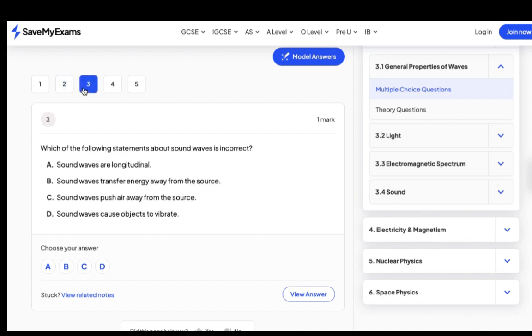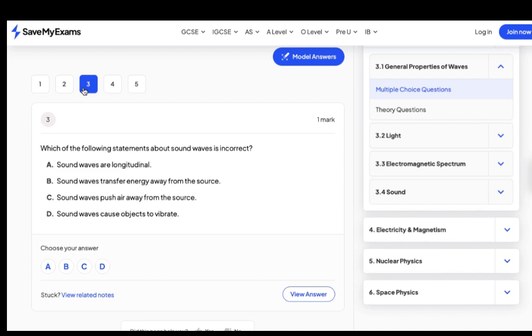Question number 3. Which of the following statements about sound waves is incorrect? A. Sound waves are longitudinal. B. Sound waves transfer energy away from the source. C. Sound waves push air away from the source. D. Sound waves cause objects to vibrate.